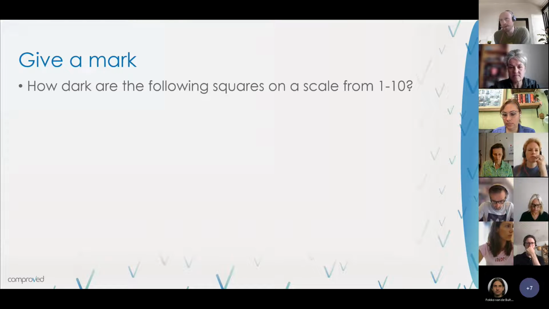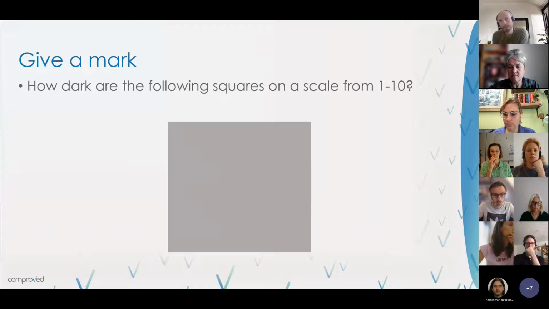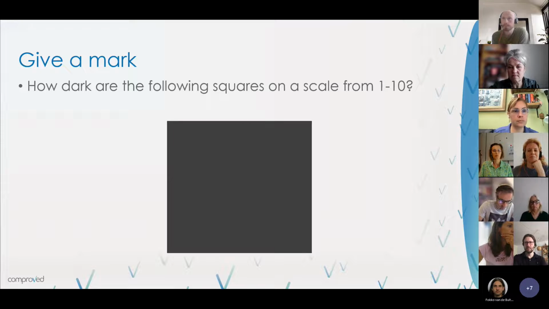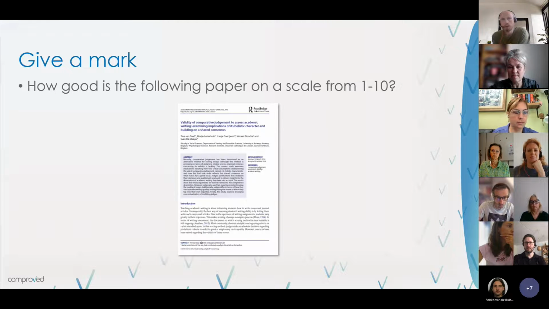I will start with a question. How dark is the following square on a scale from 1 to 10? Just pop up a number. And what do you think of this one? The same question for another thing: how good is the following paper on a scale from 1 to 10? Normally you have to read the paper and then grade it.